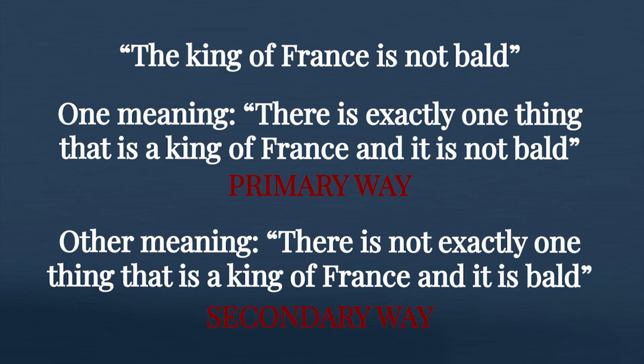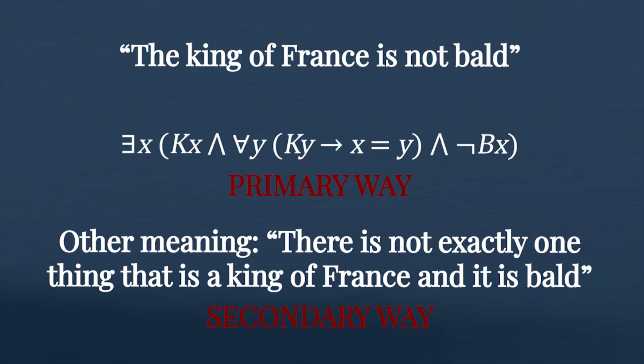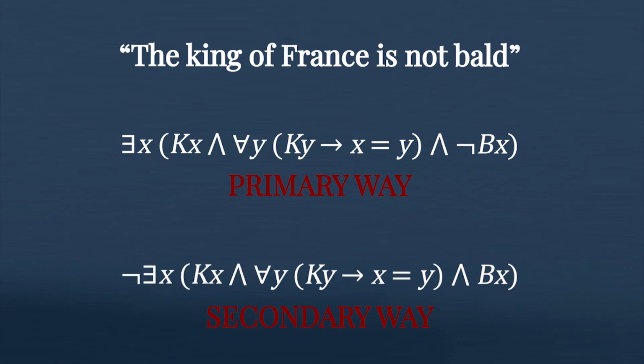But although natural language can be ambiguous, the difference is made clear in logical notation, as it is a difference concerning where not, i.e. the negation sign, appears. The primary way would be written as indicated, while the secondary way would be written differently. As can be seen, in the first case, the negation sign appears before the b, and so expresses not baldness. In the second, it appears at the front of the sentence, and so expresses the not existence of something fitting the description.